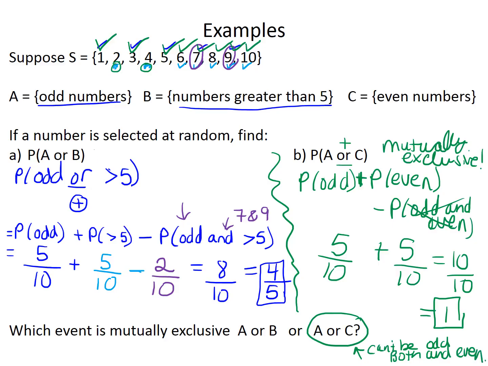Right? This first one, A or B, is not mutually exclusive because a number can be odd and greater than 5.